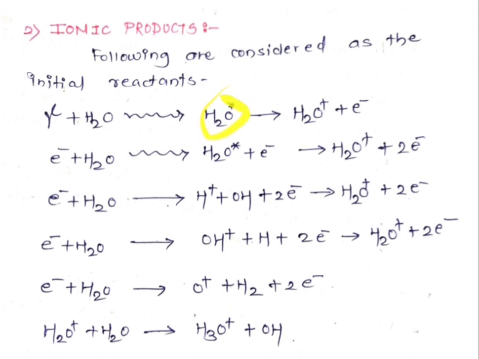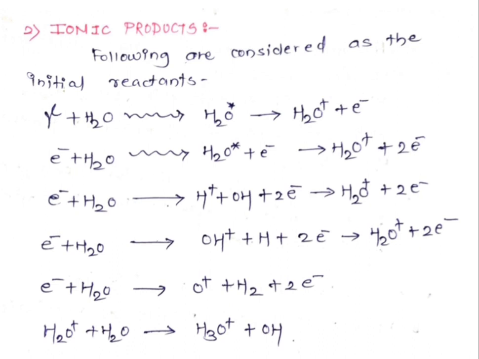So this star, the asterisk, shows the higher energy of that water molecule. When the water molecule comes to the ground state, it will emit one electron. So water becomes positive: H2O plus, plus an electron. This is the first reaction.